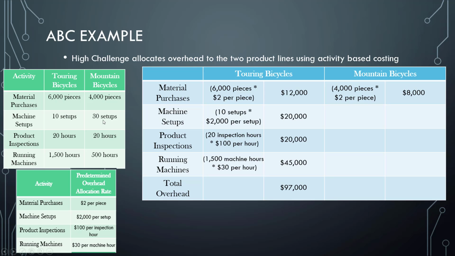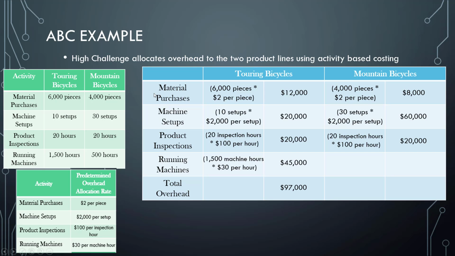For machine setups, it's 30 setups at $2,000 per setup. 30 times 2,000 is $60,000 worth of costs going into machine setups. For product inspections, that is 20 hours it's going to take to inspect at a predetermined overhead allocation rate of $100 per hour. $20,000 in indirect costs getting assigned to the mountain bikes for that activity.